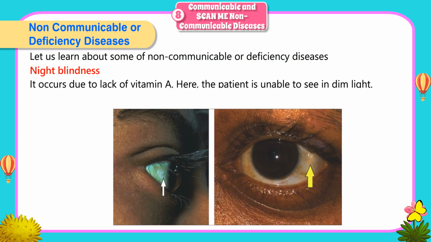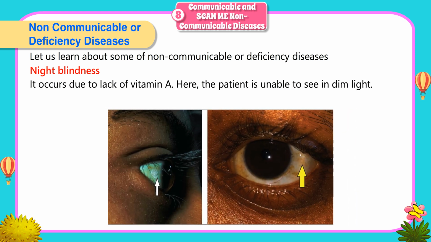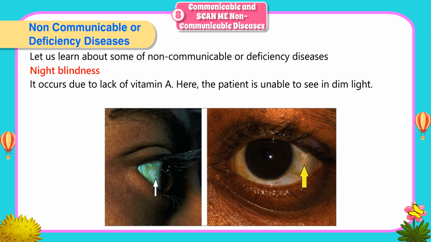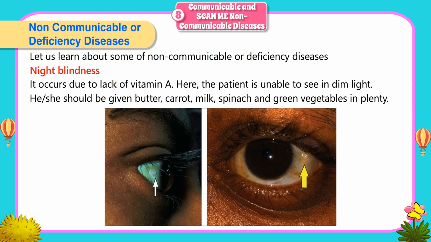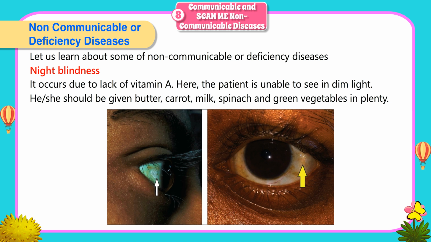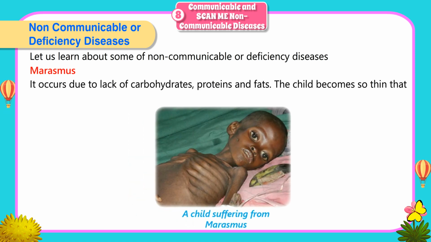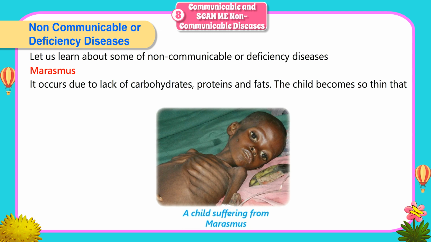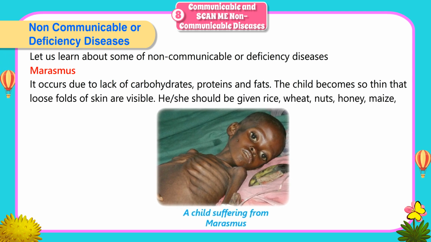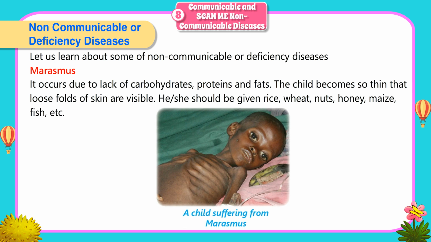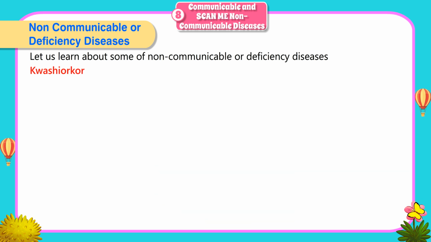Night blindness. It occurs due to lack of vitamin A. Here, the patient is unable to see in dim light. He/she should be given butter, carrot, milk, spinach and green vegetables in plenty. Marasmus. It occurs due to lack of carbohydrates, proteins and fats. The child becomes so thin that loose folds of skin are visible. He/she should be given rice, wheat, nuts, honey, fish, etc.